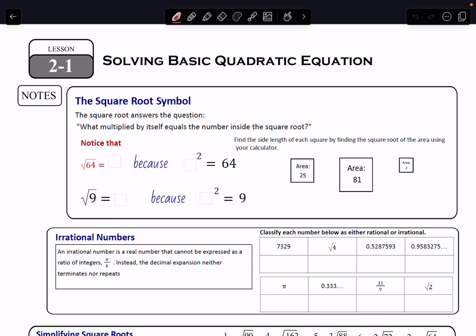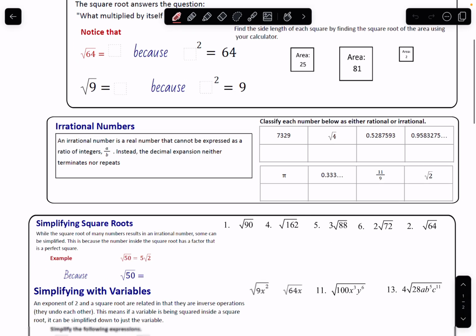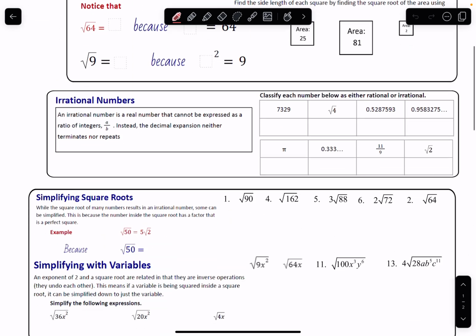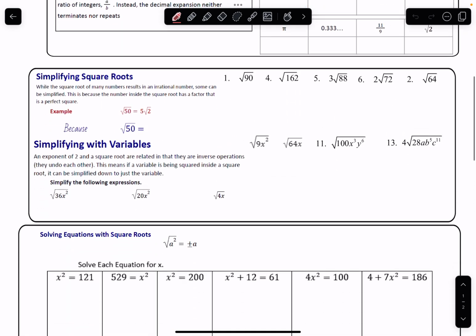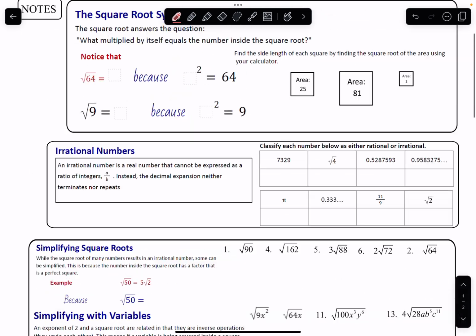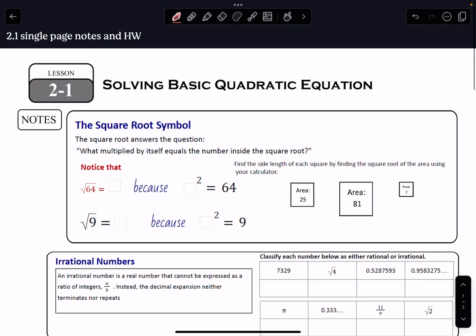All right, guys, so 2-1 is called solving basic quadratic equations. And there's a few things that we need to learn before we actually get down to that. If you look at the note page, we're going through 3 boxes before we even get down to the one titled solving equations. So first of all, what is a quadratic equation? A quadratic equation has an x squared in it.